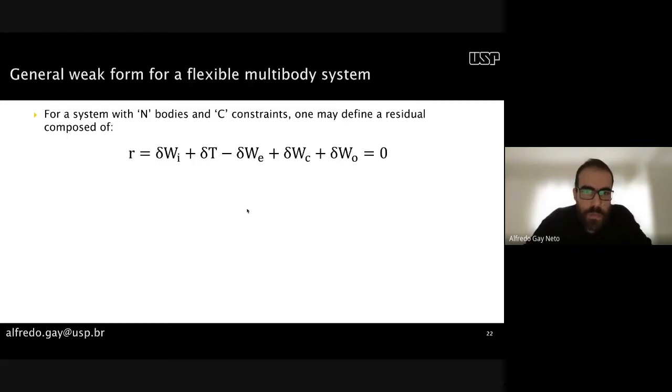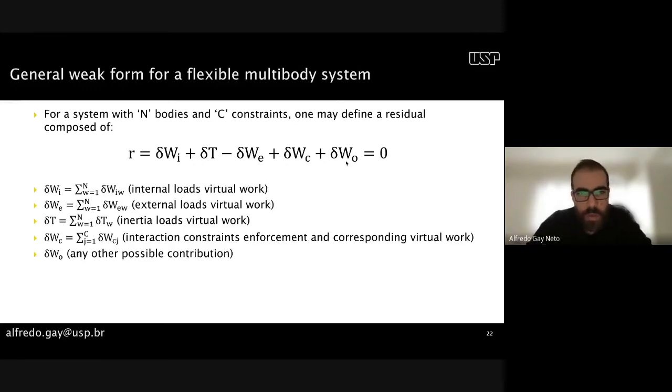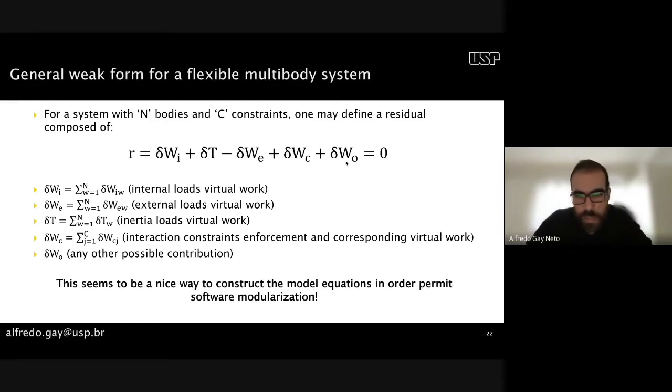Now, if you want to generalize such an idea to create a residual function, a scalar function here, including all the internal forces and all the kinematic contributions for a set of any bodies with external loads and many contacts and everything you want as an extra contribution, you can just sum up all these quantities. This seems to be a nice way to construct the model equations in order to permit a softer modularization. We may see all these as many blocks that you put together in your system, summing up contributions, and then you have a complete multibody system full of constraints, full of joints, whatever we would like to include in it.